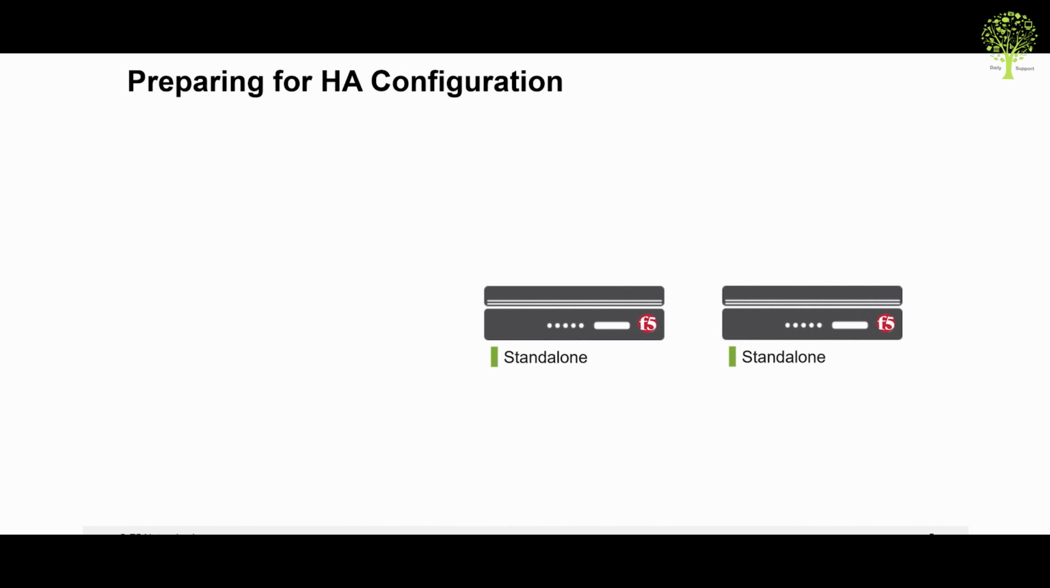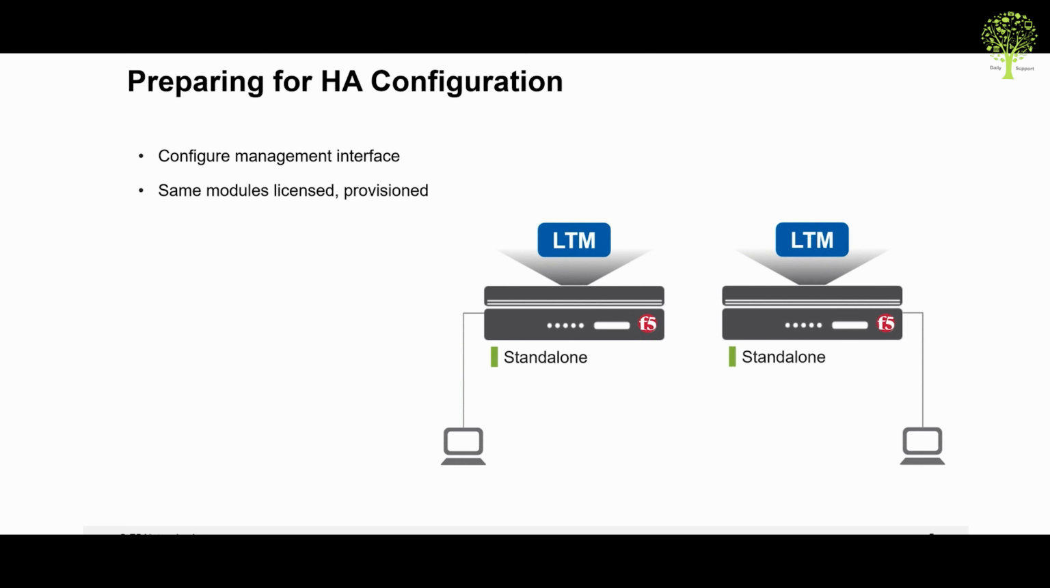The best time to implement an active standby pair is when you are initially setting up new BIG-IP systems and configuring them to sit on your network. Before actually pairing the systems, there are some preparation activities you should carry out. First, you must configure the management interface. You should license and provision the same modules on each system, and both systems must be running the same BIG-IP software and hotfix version.